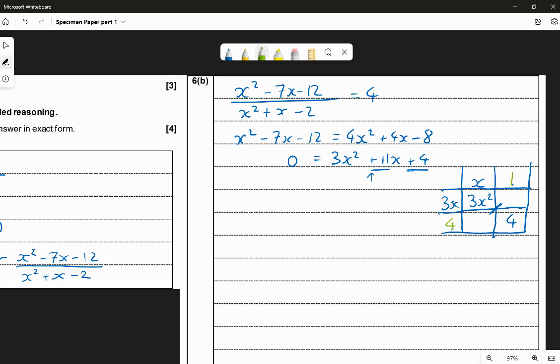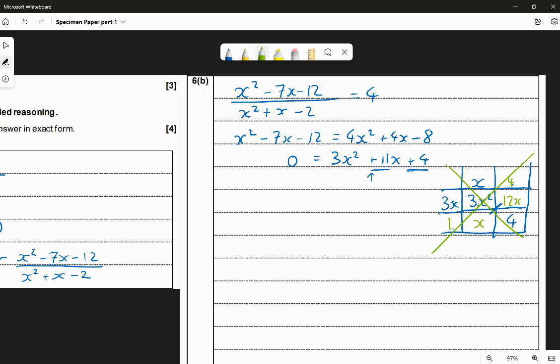That would make 7x, not 11x, so that doesn't work. And finally, if I try 4 there and 1 there, I get 12x, which looks promising, and 1x, that looks promising, but I'm adding them together. I'm combining them, that makes 13x. So this is not factorizable. So I'm not going to use that as a method to solve this.